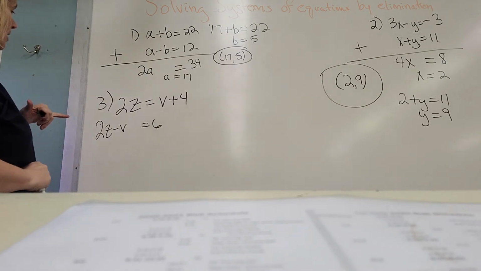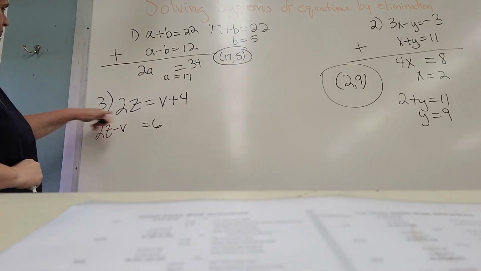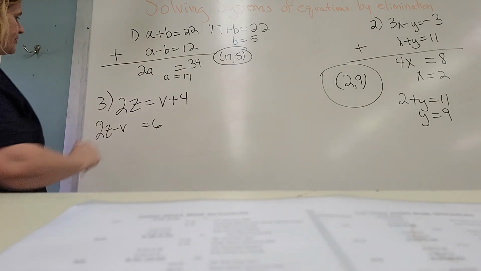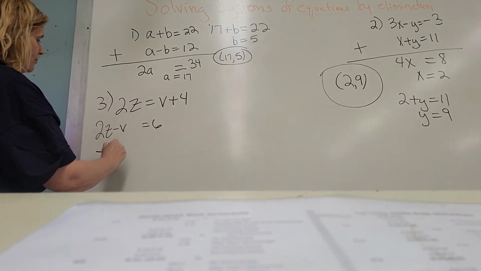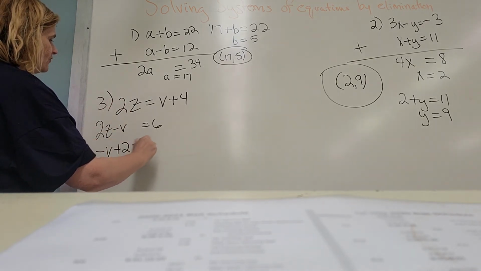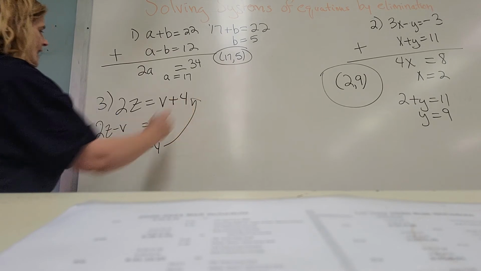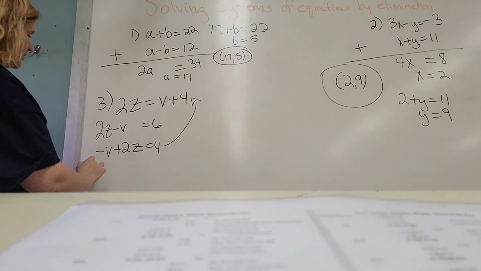Here, this top one is not in slope-intercept or standard form, so we need to move the v over. And I'm going to switch places just so that they're alphabetical. So I'm going to put negative v plus 2z equals 4. That's from the first one. And the second one, I'm just going to move the v over because I like them in that order.